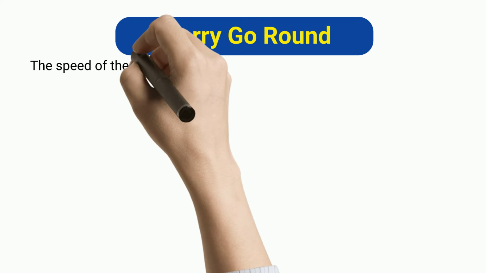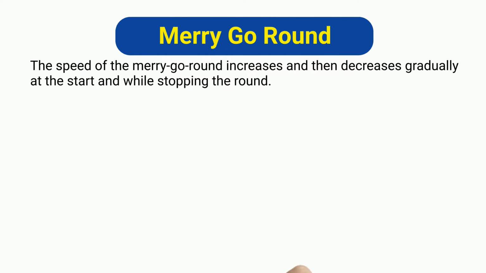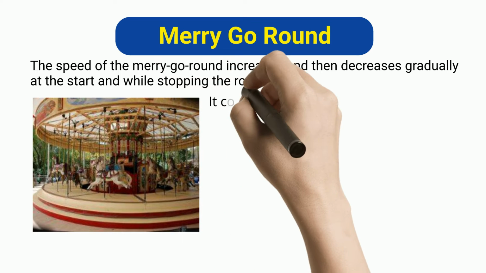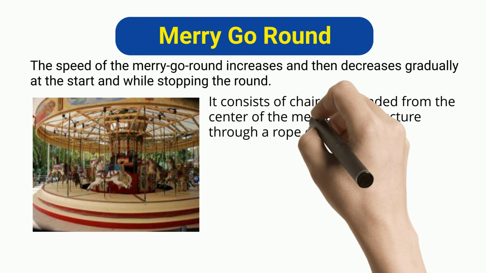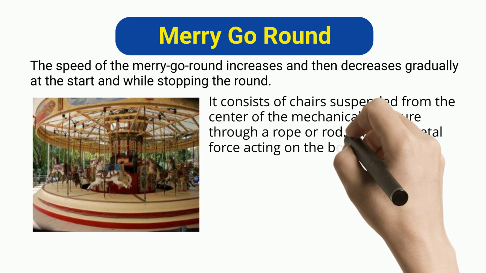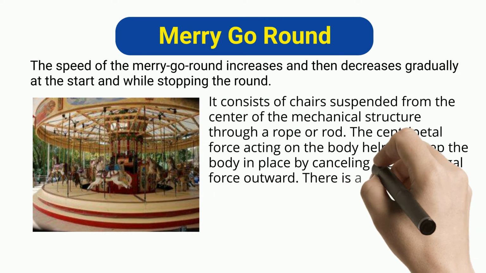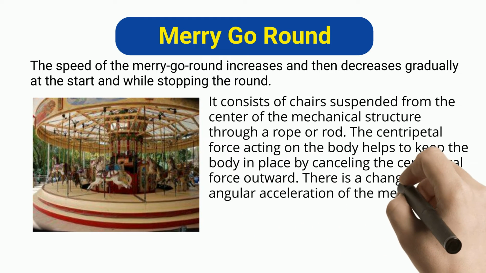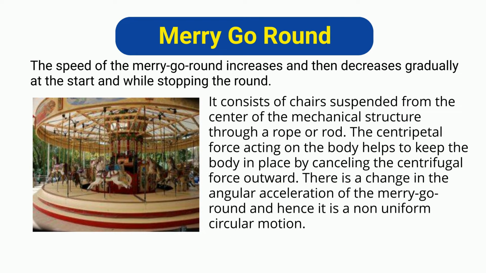Merry-go-round. The speed of the merry-go-round increases and then decreases gradually at the start and while stopping the round. It consists of chairs suspended from the center of the mechanical structure through a rope or rod. The centripetal force acting on the body helps to keep the body in place by cancelling the centrifugal force outward. There is a change in the angular acceleration of the merry-go-round and hence it is a non-uniform circular motion.